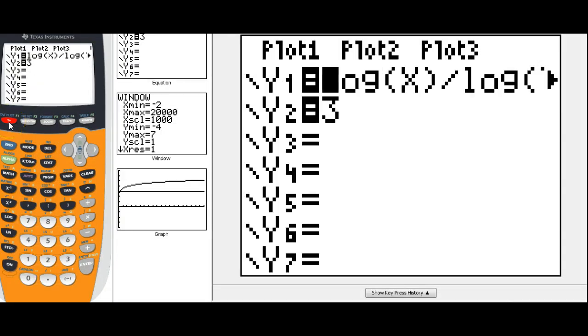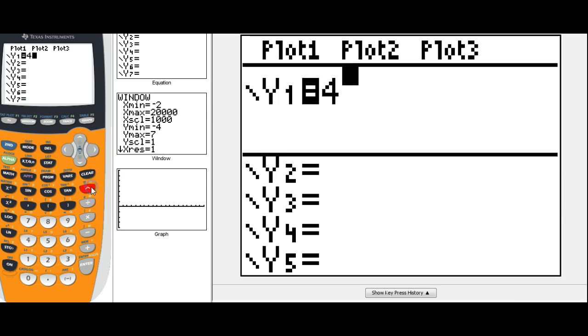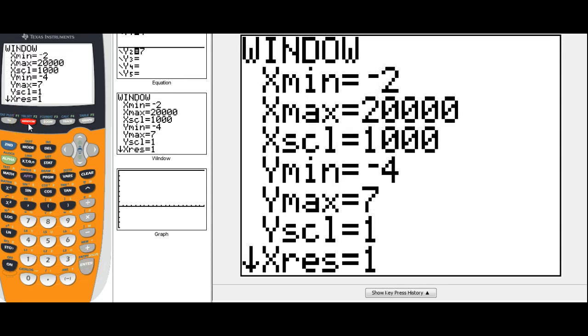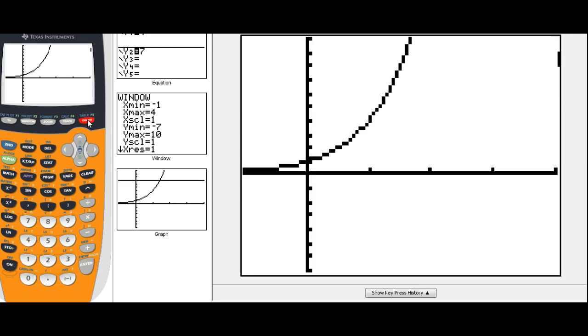Let's go to your y equals screen. If you have anything there, clear them. So in y1 we've got 4 to the exponent x. In y2 we have 7. And let's make sure our window matches what we have in our graph in our notes. So we're told that x goes from about -1 to 4 by a scale of 1. And by looking at that window in our notes, y goes from -7 to 10 by a scale of 1. So now if I hit graph, we'll see 4 to the exponent x and y equals 7.